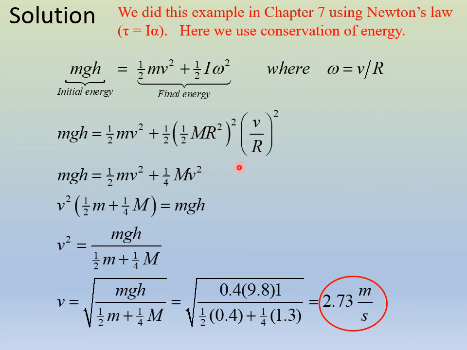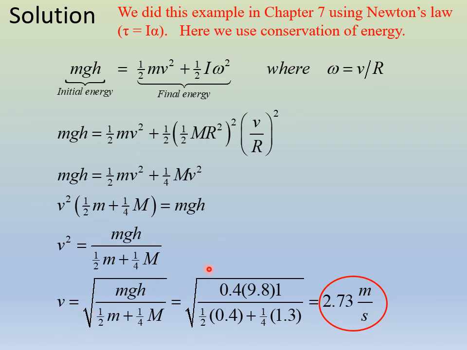And what we can do here is solve for v. We've got v in this term, we've got v in this term, so let's factor out the v squared. In parentheses, we have the 1/2 m, which is here, and then the 1/4 uppercase M. Remember, little m is for the hanging mass, big M is for the cylinder. On the other side, we have mgh. So finally, to solve for v squared, we divide by all the stuff in the parentheses. That's shown here. And to get v, we take the square root of that entire expression.